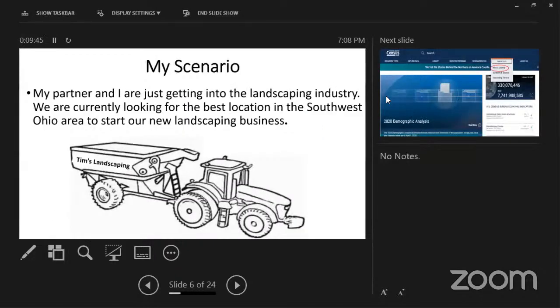And to show you some of the data that we have for small business people, I want to set up a scenario, and my scenario for this one is that I'm getting into a landscaping business. I'm looking in Southwest Ohio, and I want to start a new landscaping business. I want to find the best location where I can start my landscaping business.